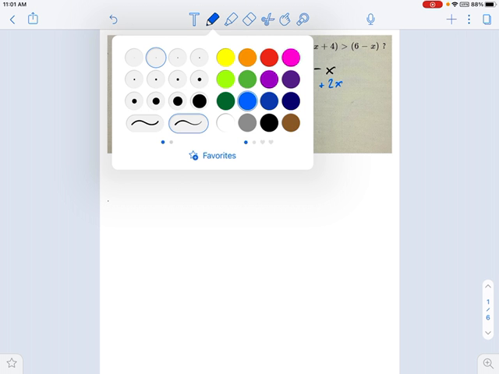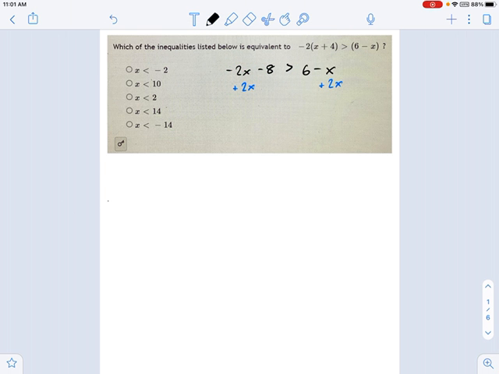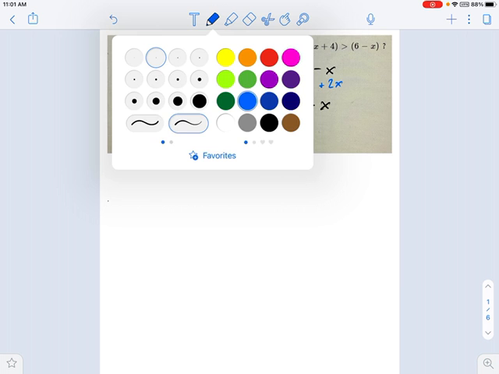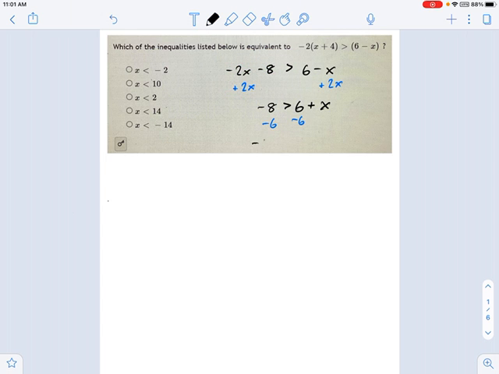Well, on the right side, negative x plus 2x is just x. You still have this 6 right there. So I have 6 plus x instead of 6 minus x. And that's going to be less than negative 8. So now you can subtract 6 from each side. Next step, minus 6, and that gives us minus 14 on the left and x on the right.